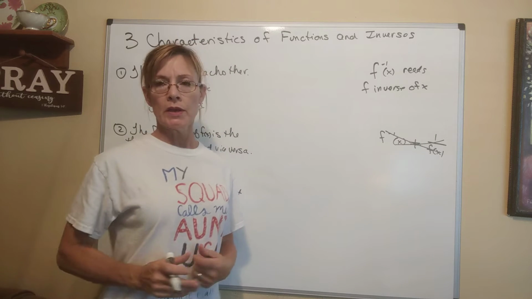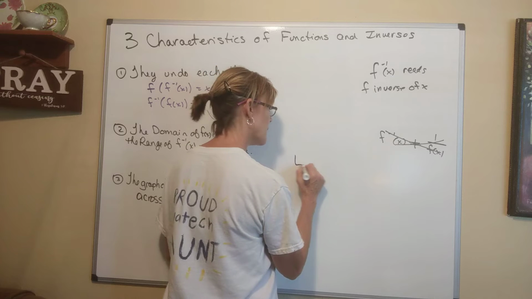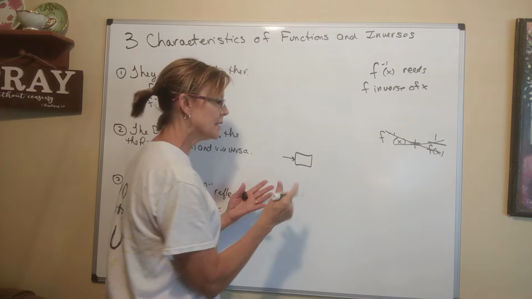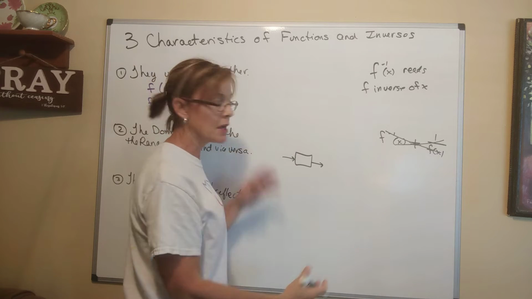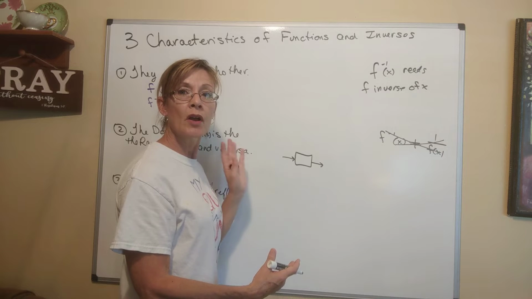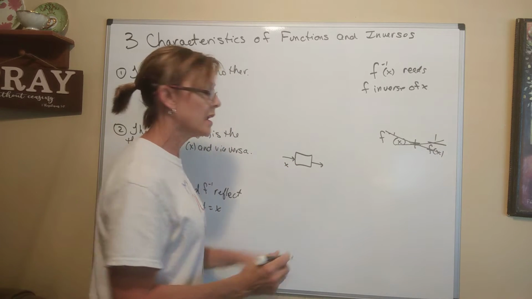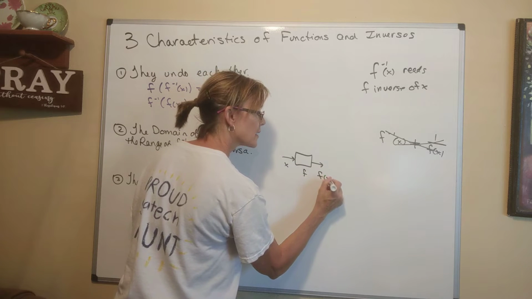Just as a really quick illustration of what a function and its inverse do, here is the function box that you've probably seen before, where you feed the input into the function box and it gets operated on and an output comes out. The input into a function is what we call the domain. So we would put some x value into this, our domain. It would get operated on, and what comes out of this is f of x.